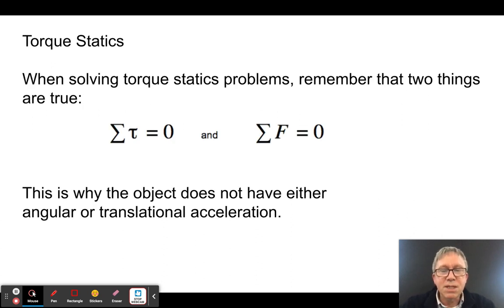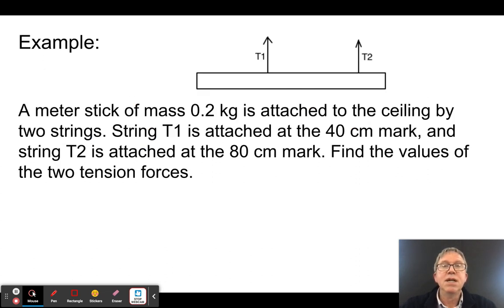In torque statics, what I've basically got is this: the sum of the torques is 0, the sum of the forces equals 0, and I can combine these two things to solve some problems here. So there's no acceleration, either rotationally or translationally. Here's a classic type of setup. Like I say, you're going to get some variation of this exact problem on the test. So let's just see how this works.